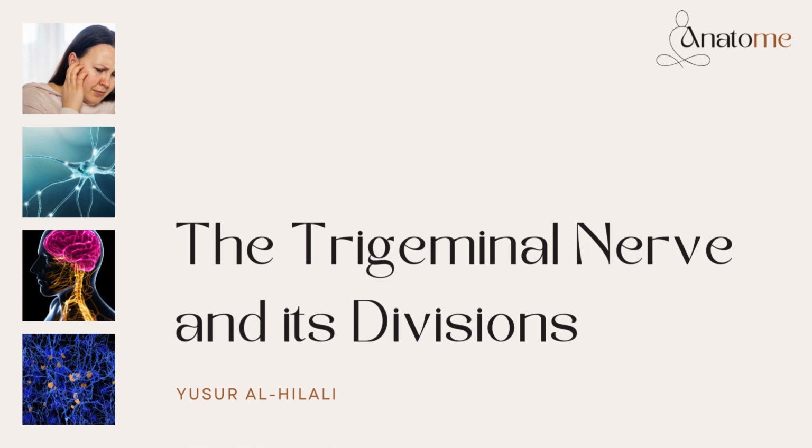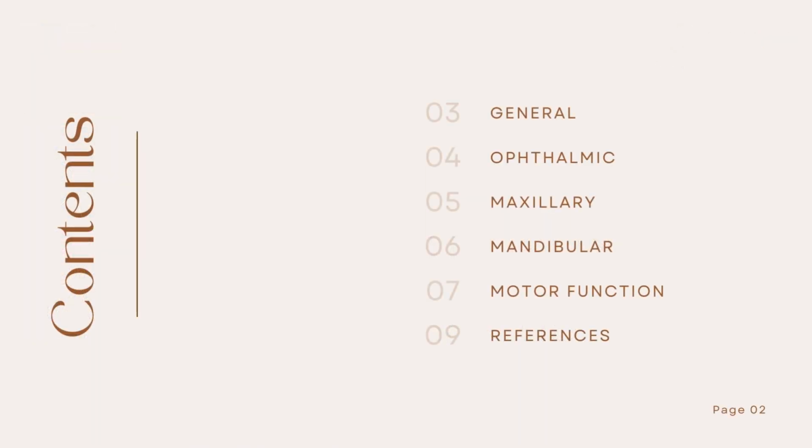Hello everybody, so today we will be discussing the trigeminal nerve and its divisions. So the contents of this video will be starting off with the general anatomy of the trigeminal nerve, then going into detail in each of its three divisions, so the ophthalmic, maxillary and mandibular, and then covering the motor function of the nerve, followed by the references and how to contact us at the end.